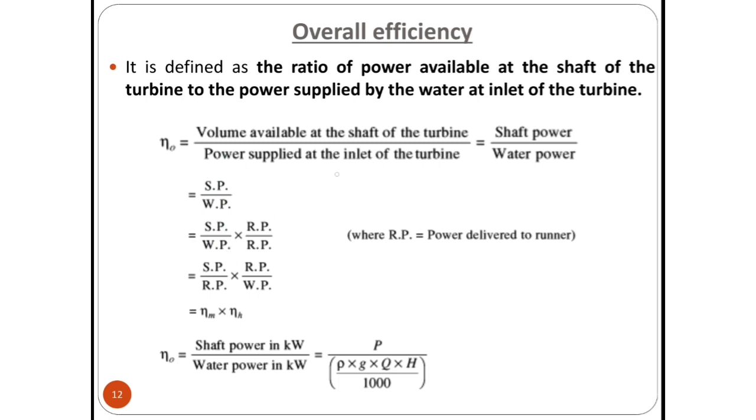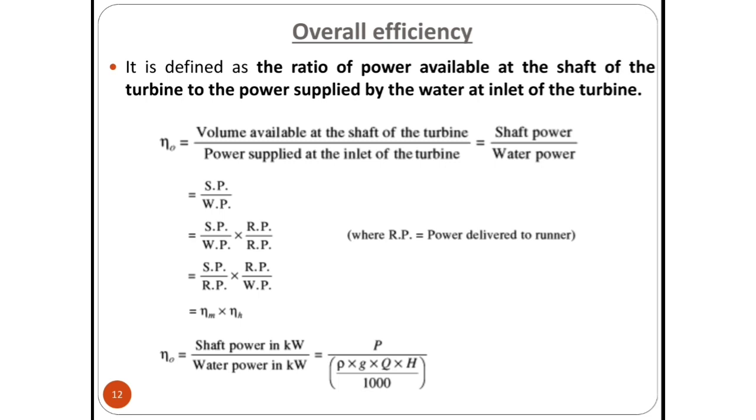So we will get the relation between overall efficiency and the other efficiencies. SP divided by WP. Here I will multiply and divide by RP, that is runner power. Next, I will write SP divided by RP and RP divided by WP, separating it in this way. SP divided by RP, that is shaft power divided by runner power, is nothing but mechanical efficiency. Runner power divided by water power is nothing but hydraulic efficiency. So we can write eta naught is equal to eta m into eta h.